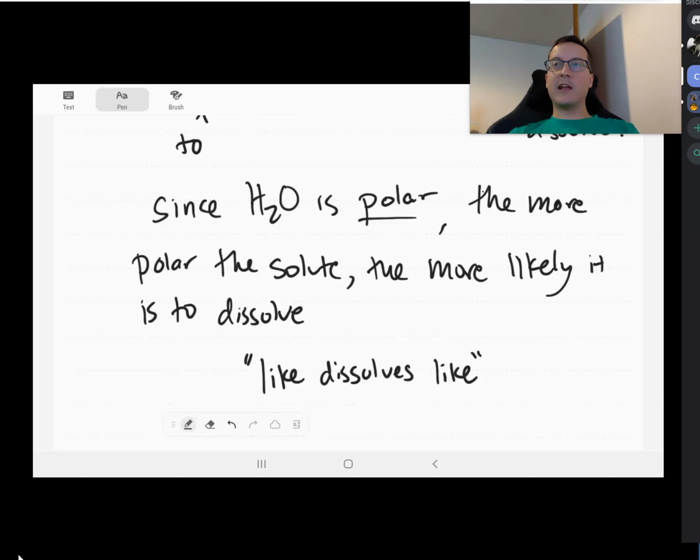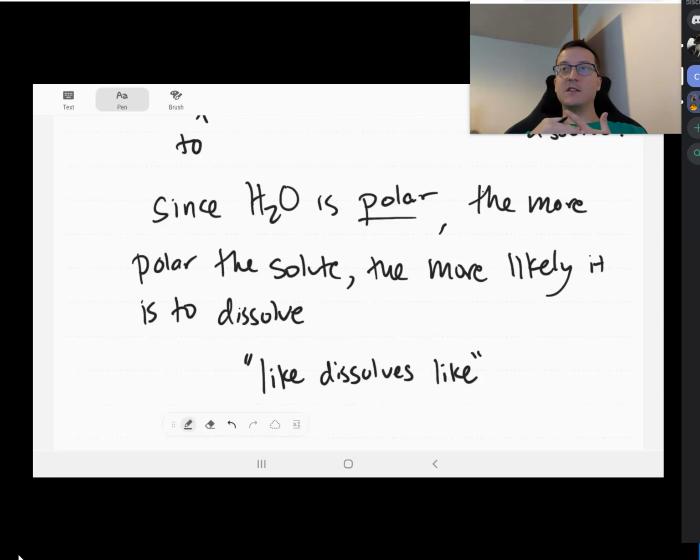So anytime you have something like sugar or ethanol, or what else do we put in water? Glucose, I guess that's also sugar. Whatever, we have all these molecular compounds. Ammonia can dissolve in water. That's another molecular compound, right? So the idea is like dissolves like. Polar things will dissolve in polar solvents. Non-polar things will dissolve in non-polar solvents.